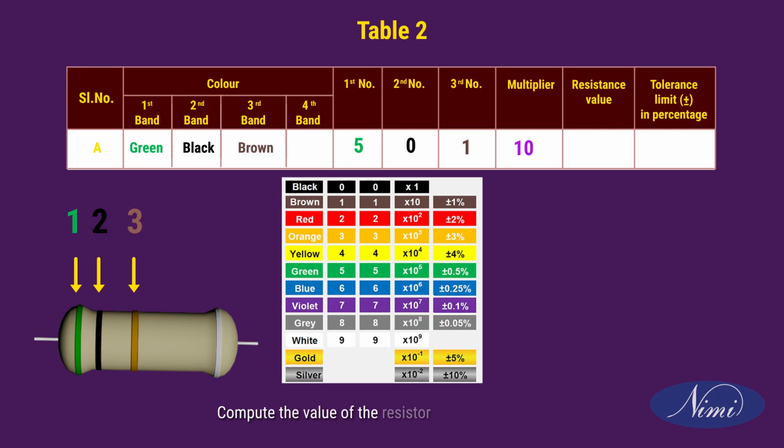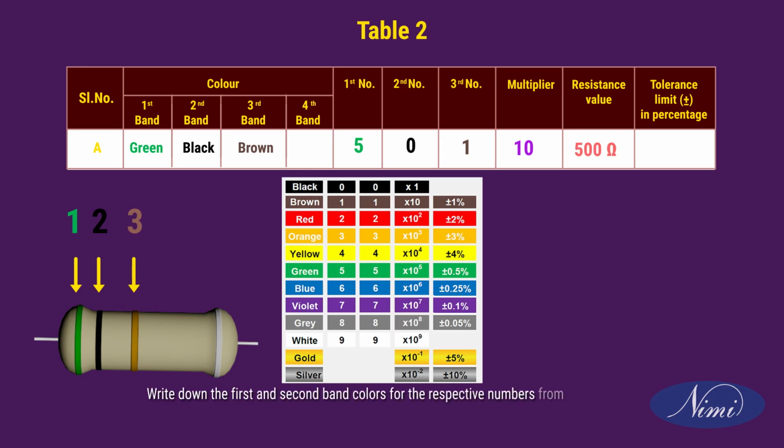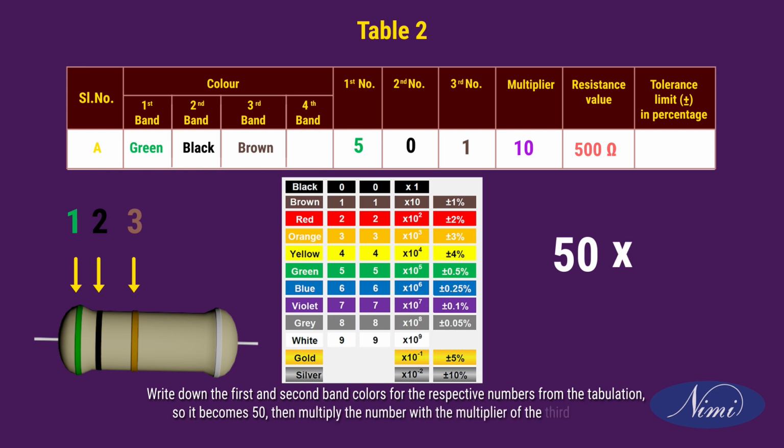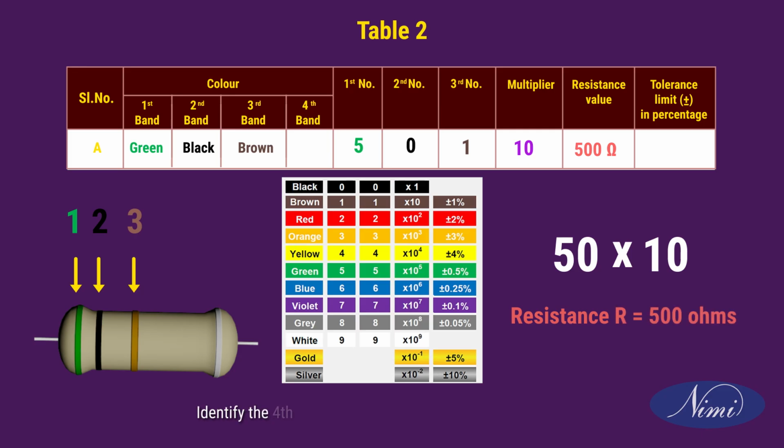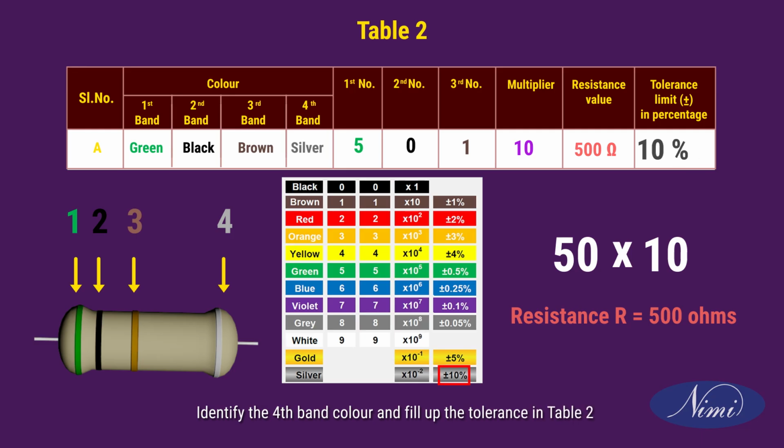Compute the value of the resistor and record in table 2. Write down the first and second band colors for the respective numbers from the tabulation, so it becomes 50, then multiply the number with the multiplier of the third band, 10, so the value of the resistor is 500 ohms. Identify the fourth band color and fill up the tolerance in table 2.